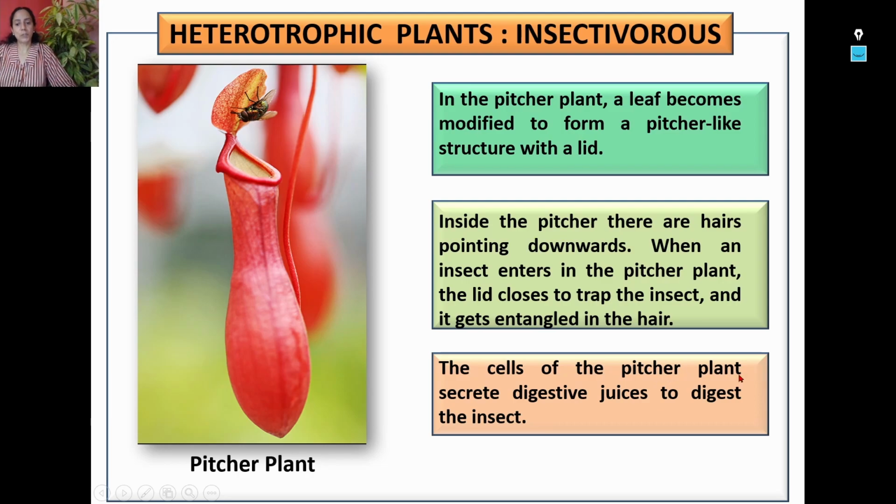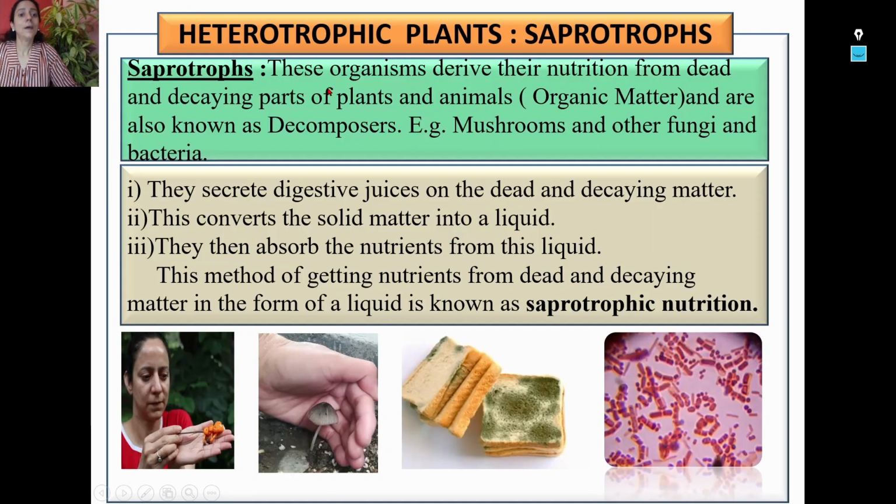The cells of the pitcher plant, those hair-like structures, secrete certain digestive juices, and then they dissolve that insect and absorb that liquid material to fulfill their nutritional requirement, basically protein requirement, or to be more precise, nitrogen requirement. So these are insectivorous plants, the most fascinating and amazing plants.